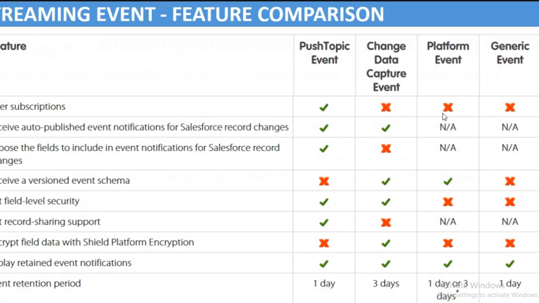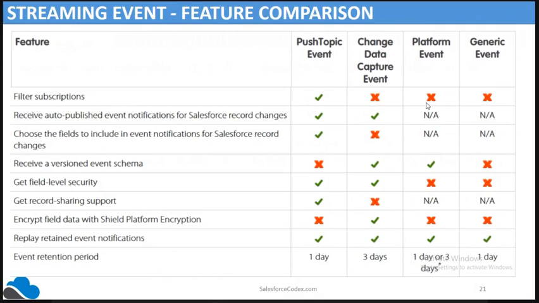Choose the fields to include. Only in PushTopic can we choose the fields to get in the notification. Receive a versioned event schema, if you want to change the schema. In change data capture we are using an object, so there we can change the fields. In the platform event also we can add new fields, and when you add new fields, the schema changes. So that can be used for these two, change data capture and platform event.